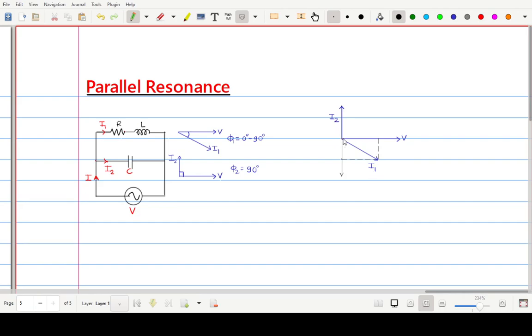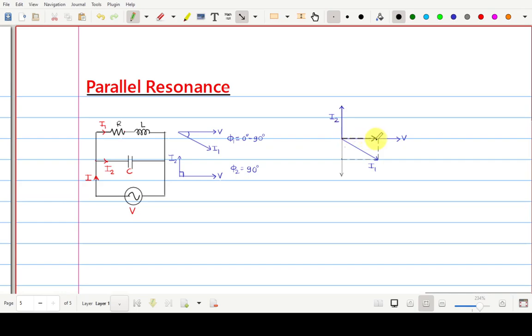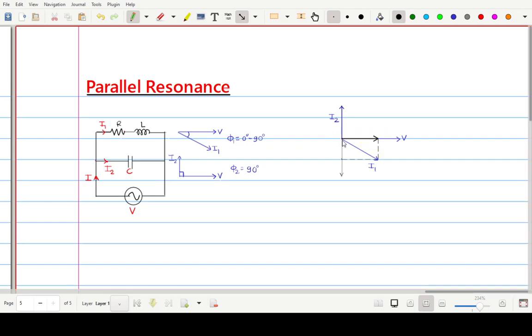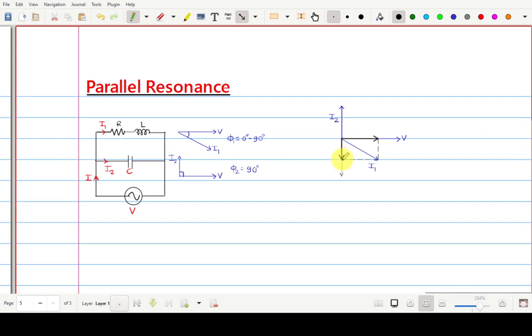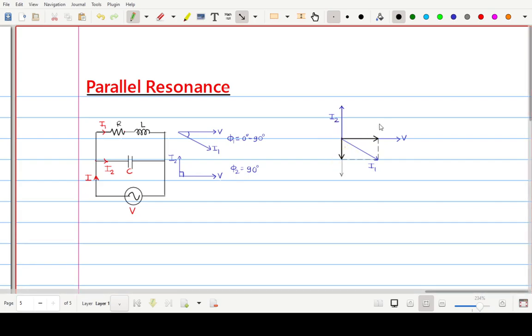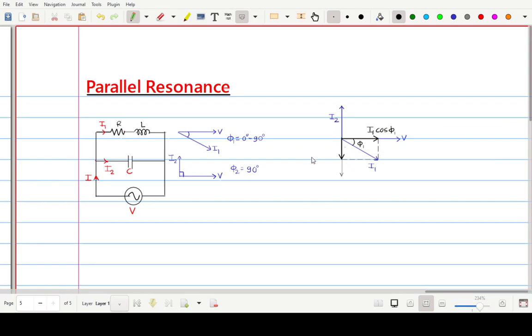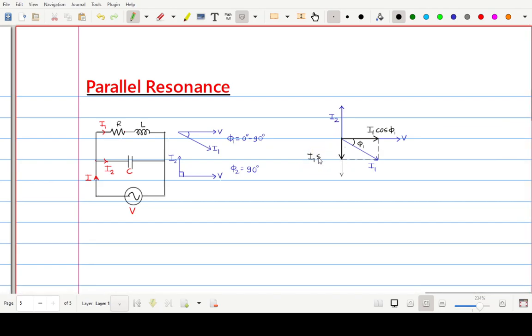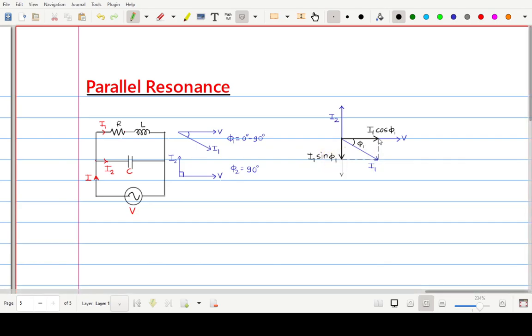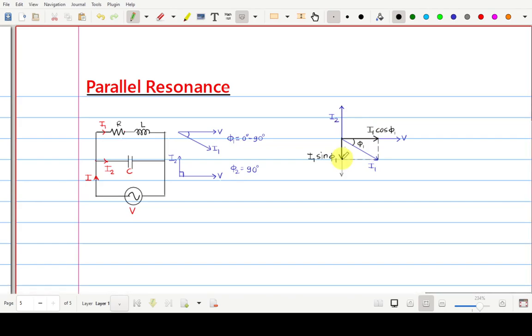The component which is on the x-axis is called the cos component, and the component which is on the y-axis is called the sine component. Okay, so suppose the angle between voltage and current is phi 1. Then this component of I1 can be written as I1 cos phi 1, and the vertical component is written as I1 sin phi 1. So we have divided this current I1 into two parts, I1 cos phi 1 and I1 sin phi 1.